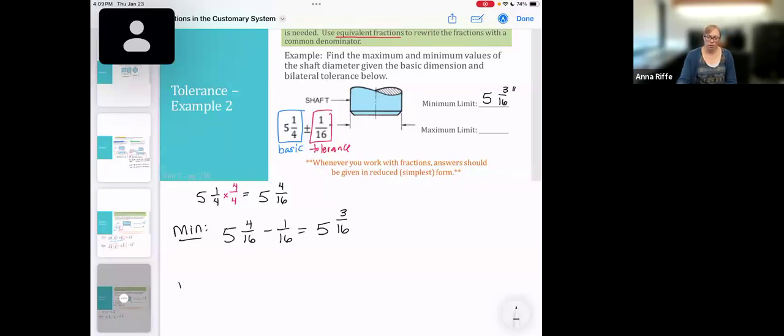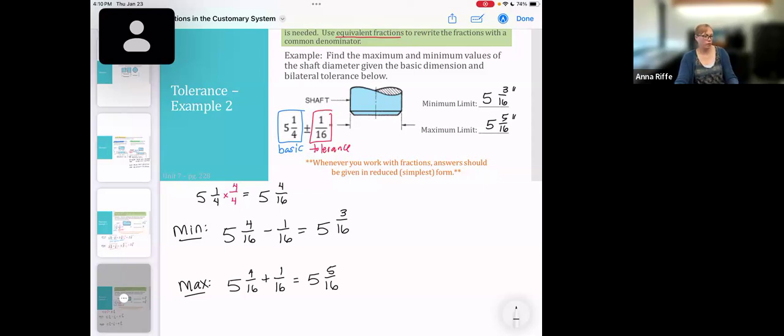And second, the maximum, 5 and 4/16. We're going to add 1/16, which gives us 5, and 4 plus 1 is 5/16 inches. That is the maximum limit. 5 and 5/16 inches.